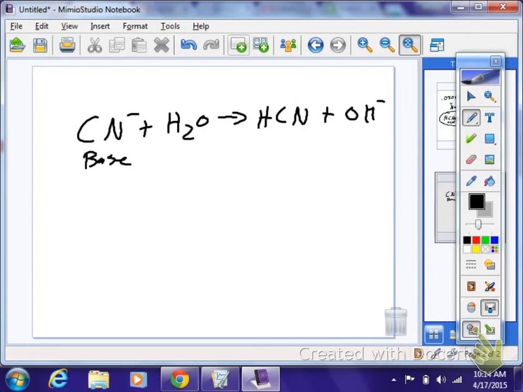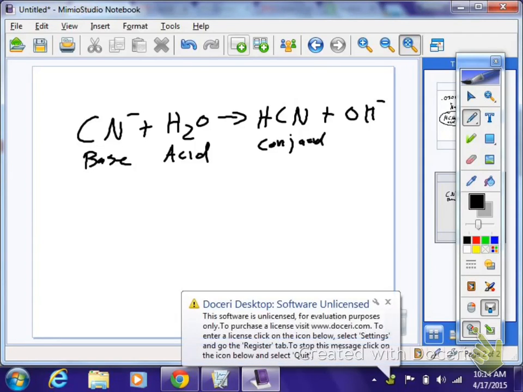Remember, when we dissolve just HCN, it made a conjugate base, and this is what it was. This becomes the acid because it is now the donor of a hydrogen ion. And then on this side, we call it the conjugate acid. And then this is the conjugate base. Any questions you have with this setup?